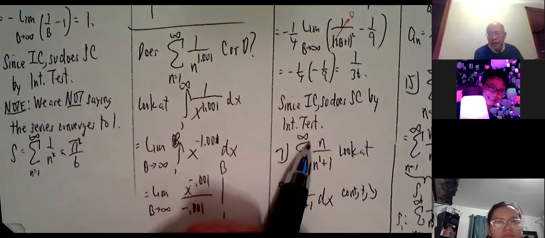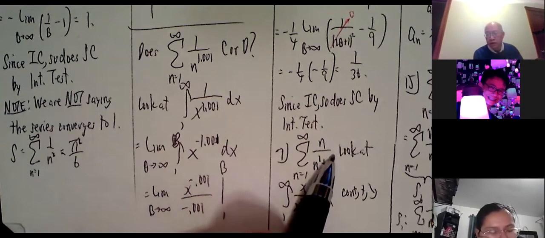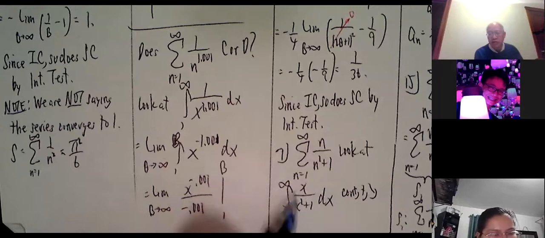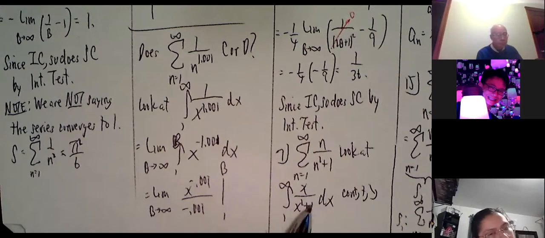I guess you could put n over n squared plus 1 dn, but we normally don't do that. So we use n for series and x for integrals. Just change n to x. Okay, that looks like I can do it by substitution. It's a rational function. It's continuous. I'm only plugging in positive. It's positive. It's decreasing. As x gets bigger and bigger, this thing decreases.